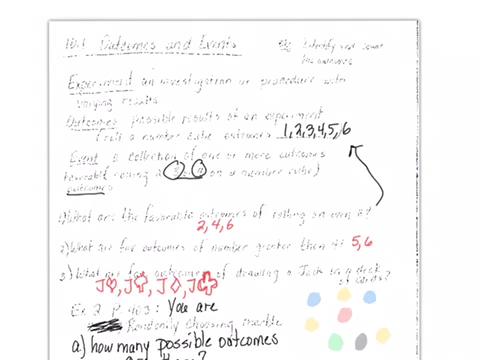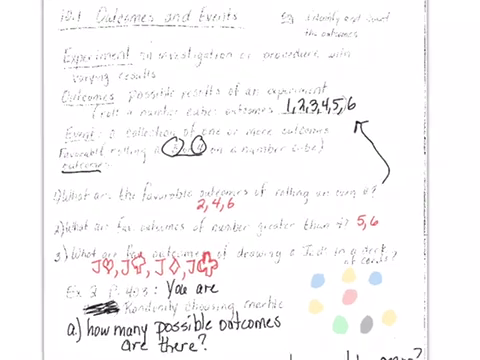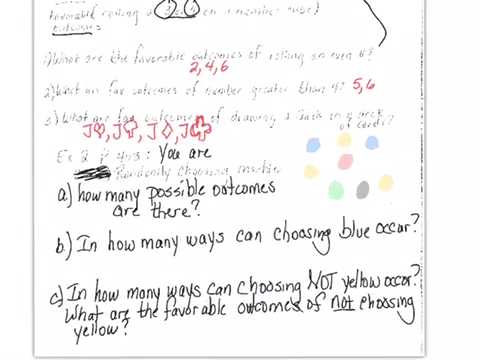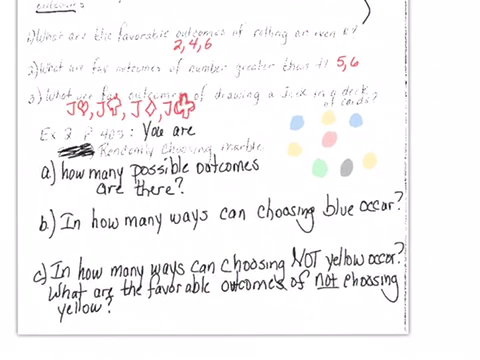So those are what we call favorable outcomes. Okay, this is an example on page 403 of your book, but I drew them off to the side. It says you are randomly choosing a marble. Can you guys see my marbles? There's 8 of them, right? So it says, how many possible outcomes are there? Well, how many marbles do you count? I count 8. So that would be the number of outcomes, 8.